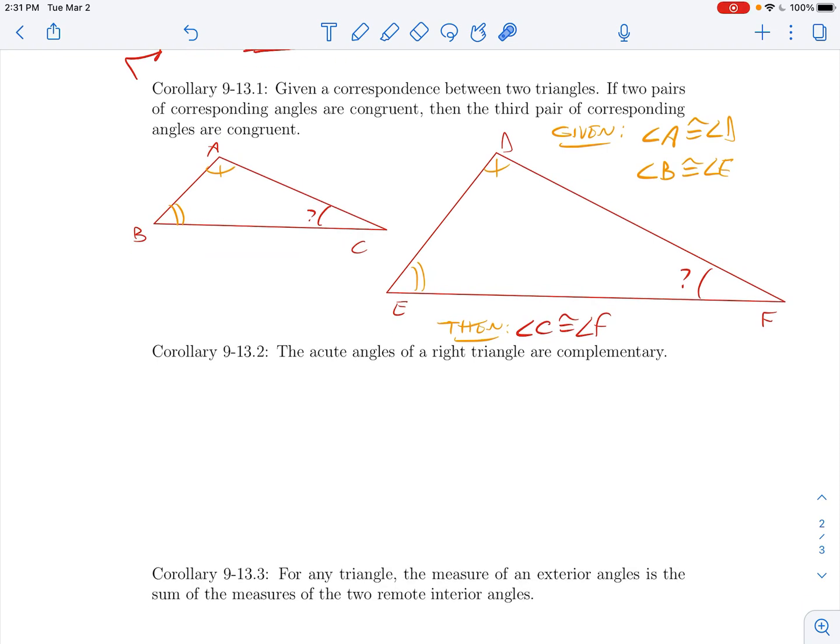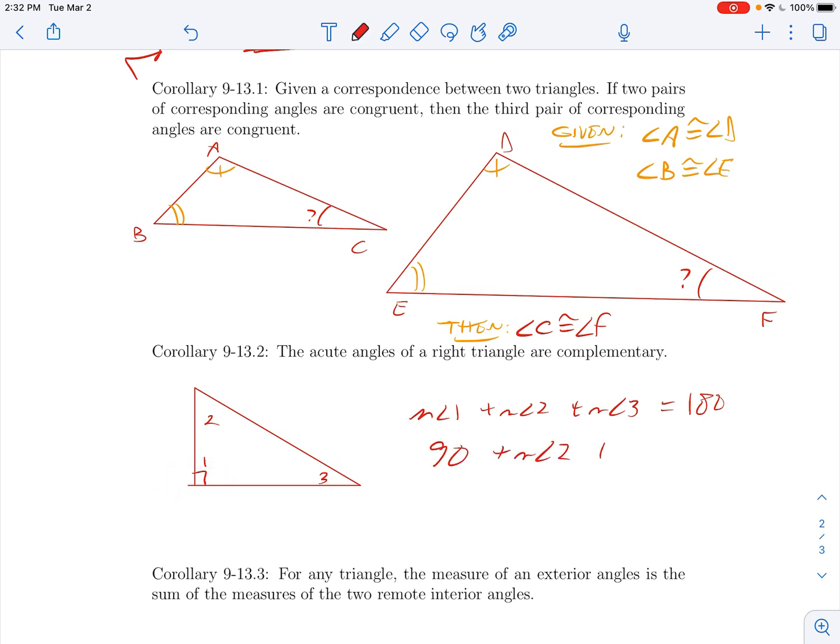Another corollary here, the acute angles of a right triangle are complementary. Let's see why that's true. I don't need to give a formal proof, I'll just kind of talk through this. I know that the measure of angle 1 plus the measure of angle 2 plus the measure of angle 3 is equal to 180. But if this is a right triangle, measure of angle 1 is 90. So if I subtract that, I have that the measure of angle 2 plus the measure of angle 3 is equal to 90, and that's what it means to be complementary.